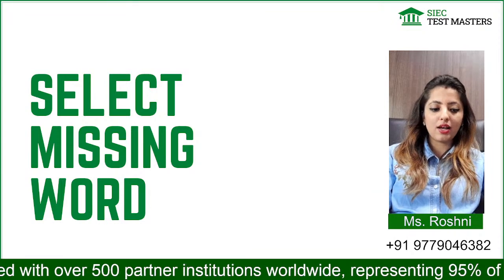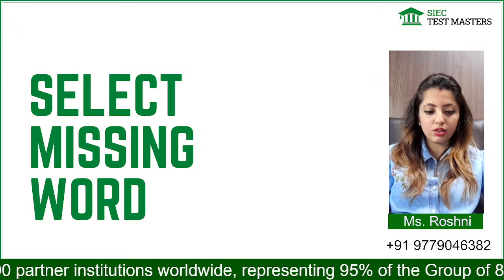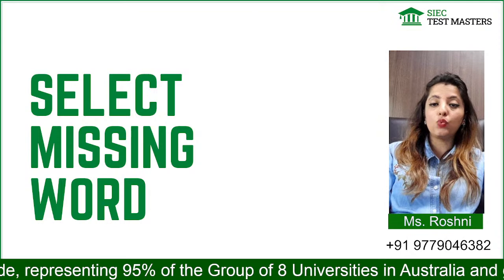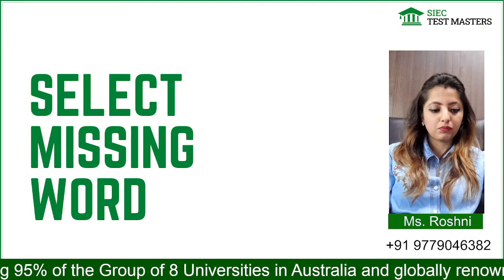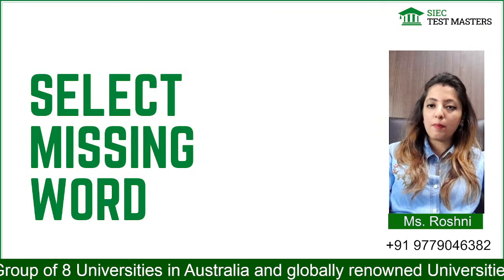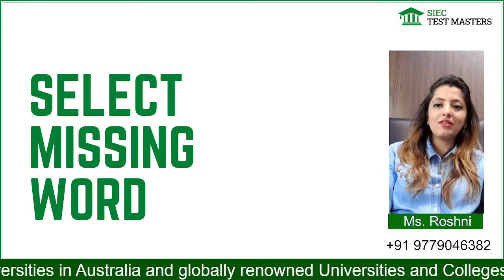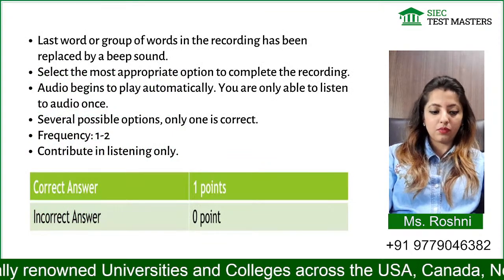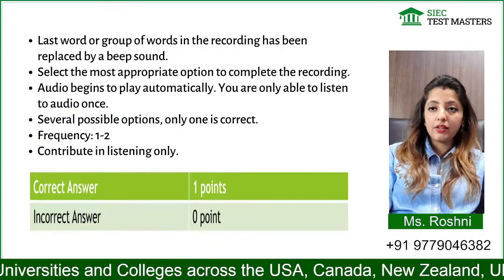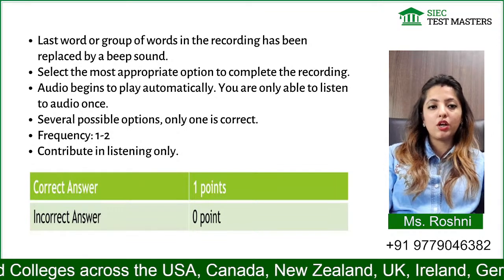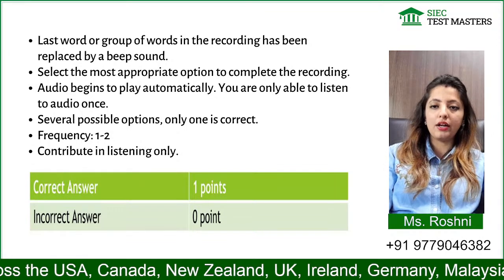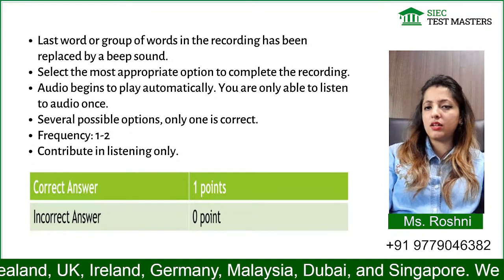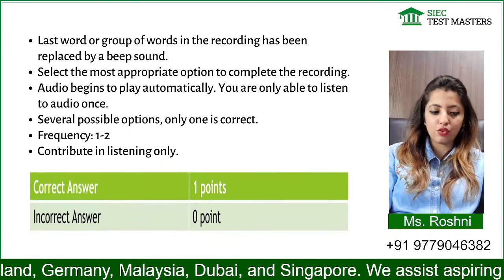Here, you need to guess the last word or group of words. When the recording starts, these words will be replaced with a beep sound. You need to select the most appropriate option, and once the recording is completed, you need to guess the word and choose your option. The audio will not be played multiple times, so be very careful about what you are listening to and mark your options accordingly. The frequency is 1. In maximum cases it is just 1. You will not get another question for this.